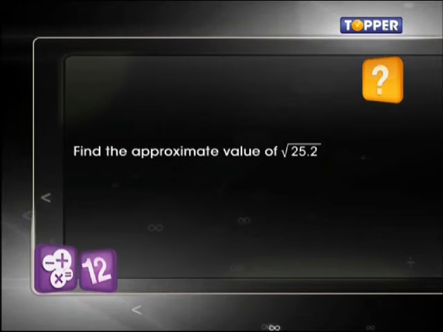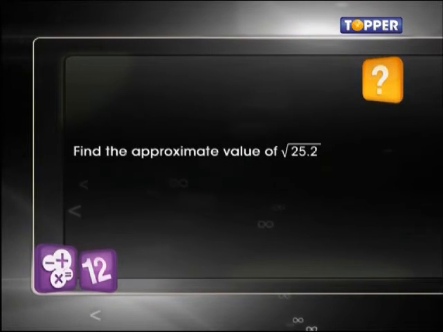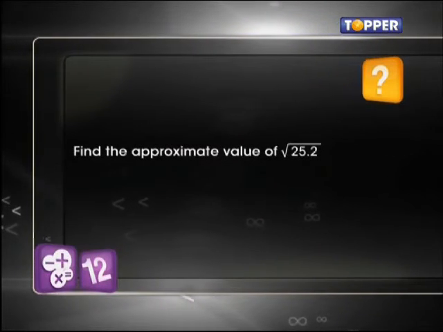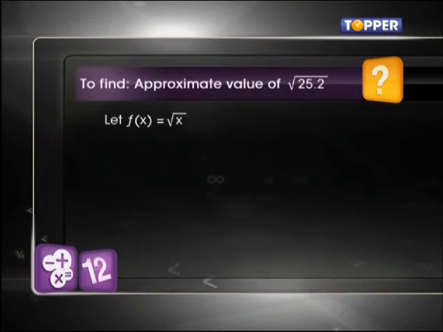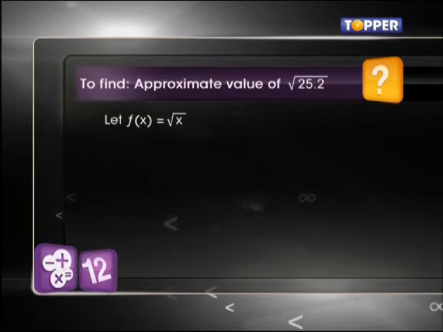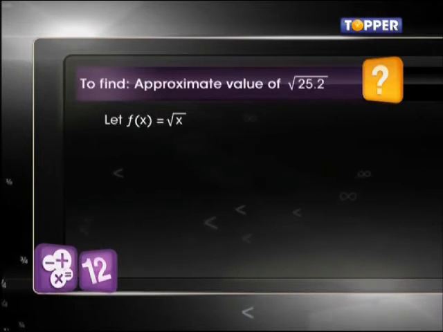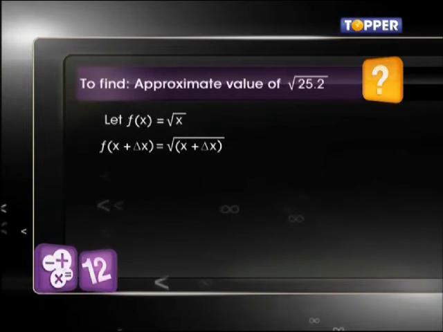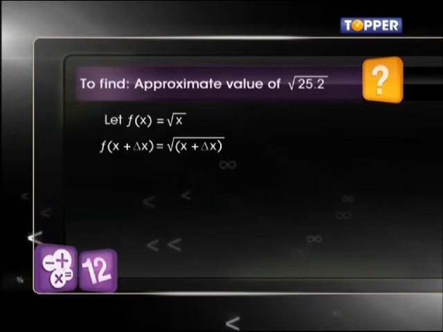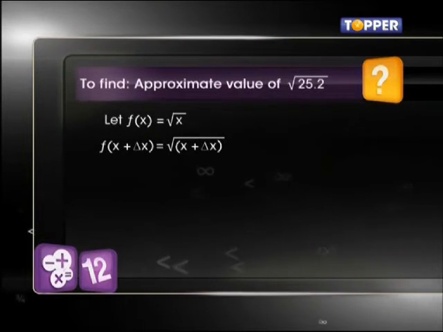Next, let's solve a very small type question for 1 mark based on approximations. Find the approximate value of square root of 25.2. We take f(x) equal to square root of x as the base function. Then, f(x plus delta x) is equal to square root of x plus delta x.